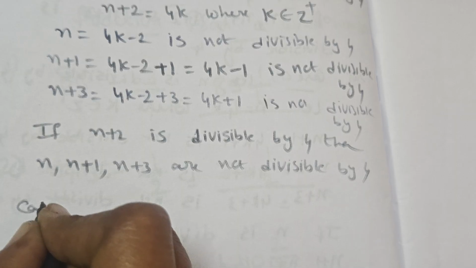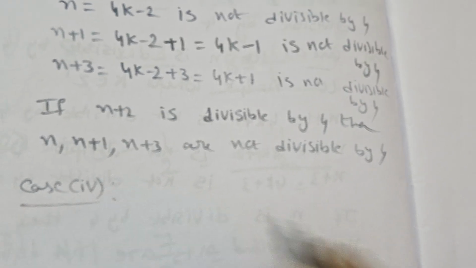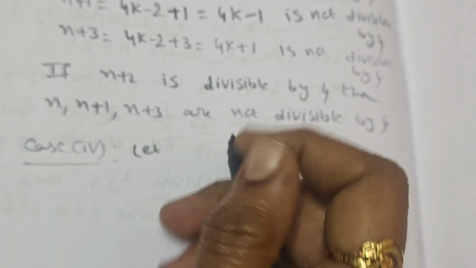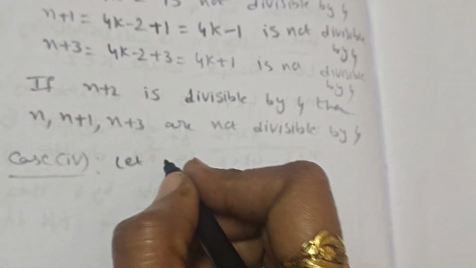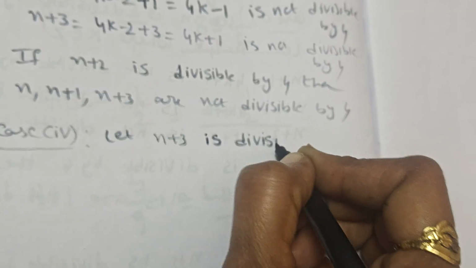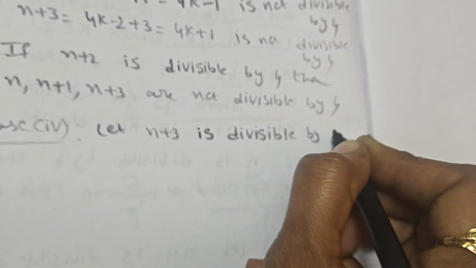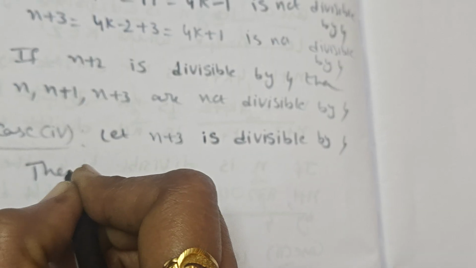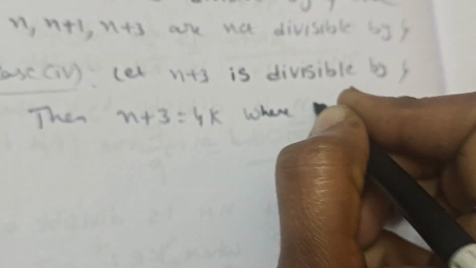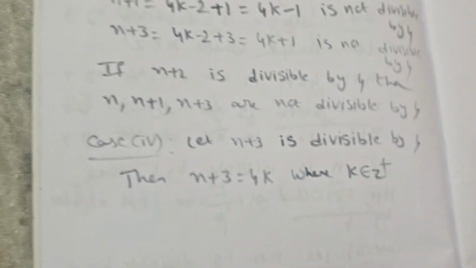What is case 4? In case 4, we have to take let n plus 3 is divisible by 4. If n plus 3 is divisible by 4, then n plus 3 is in the form of 4k. Is it right? Then n plus 3 equal to 4k. Here also I write then, where k belongs to z plus.